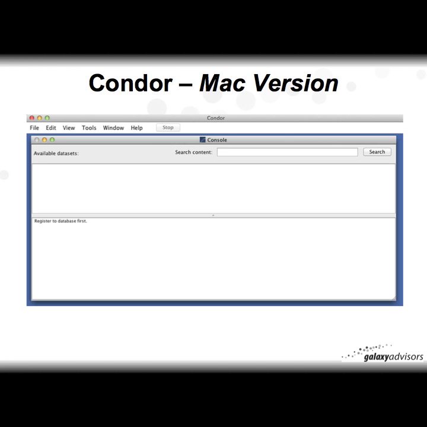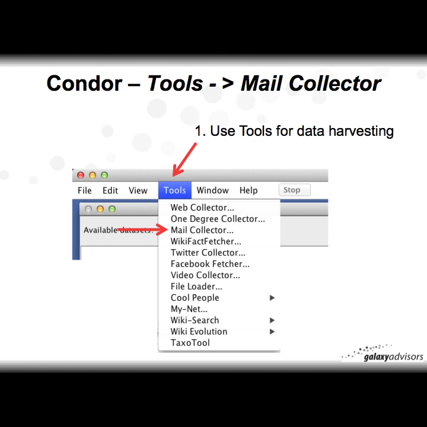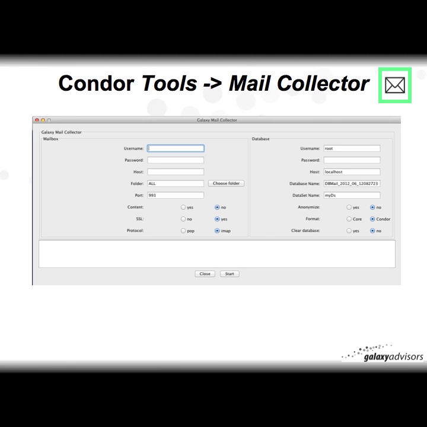Here's the Condor screen in the Mac version. There is a PC version. They are identical again in functionality. So let's begin. You're going to click on Tools. And for the data harvesting, you're going to select the Mail Collector. And once you do that, the Mail Collector form is going to appear like this.